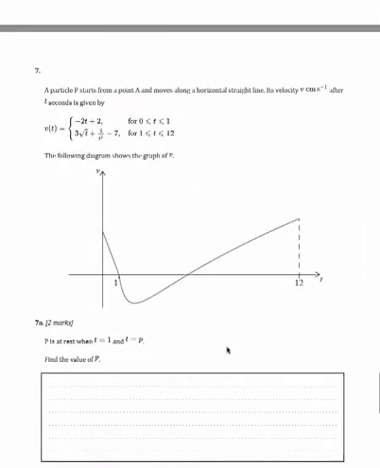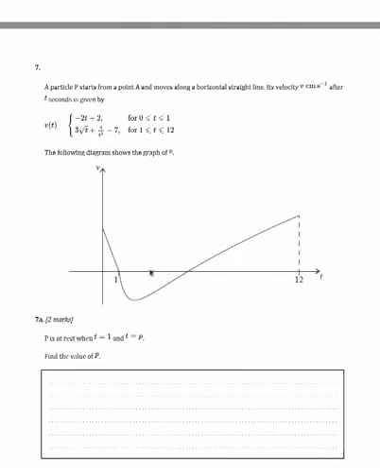Oh, why not? Okay, P is at rest when t is 1. There, so this is a v-t graph. It's this function until 1 second, and that function afterwards. So I need to find a value when this thing is 0.